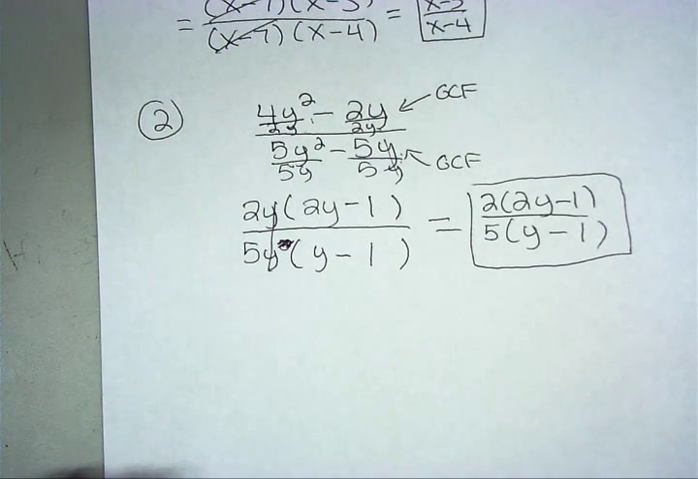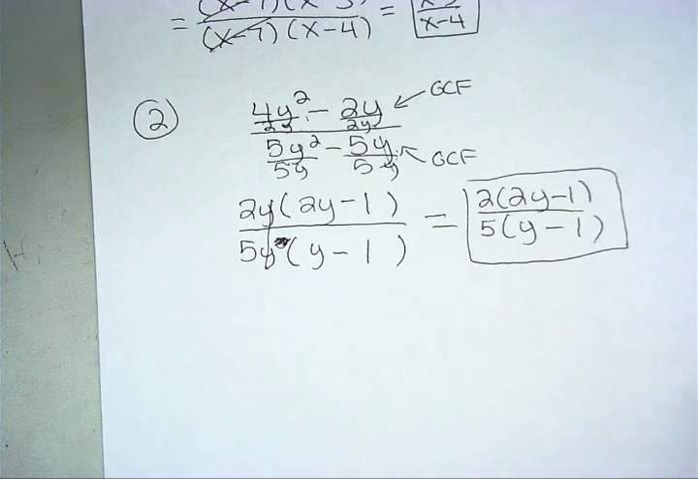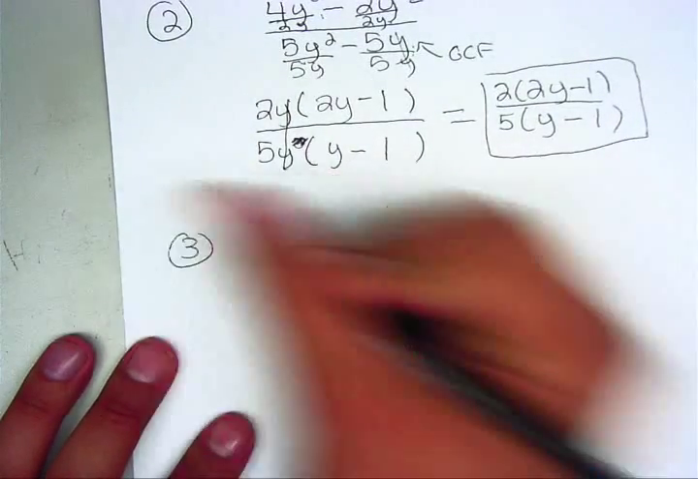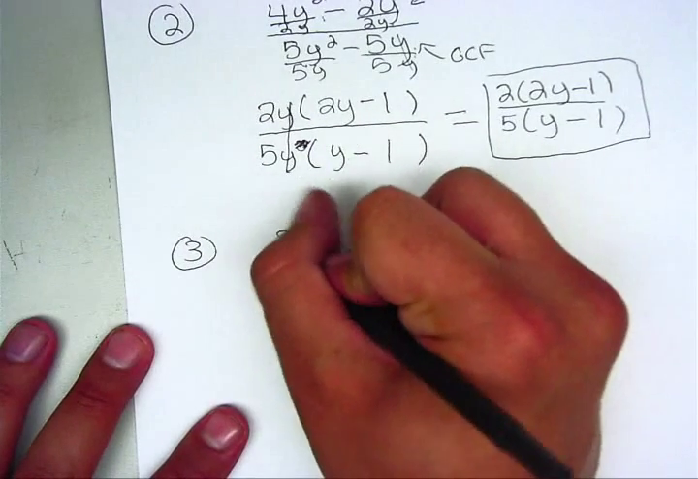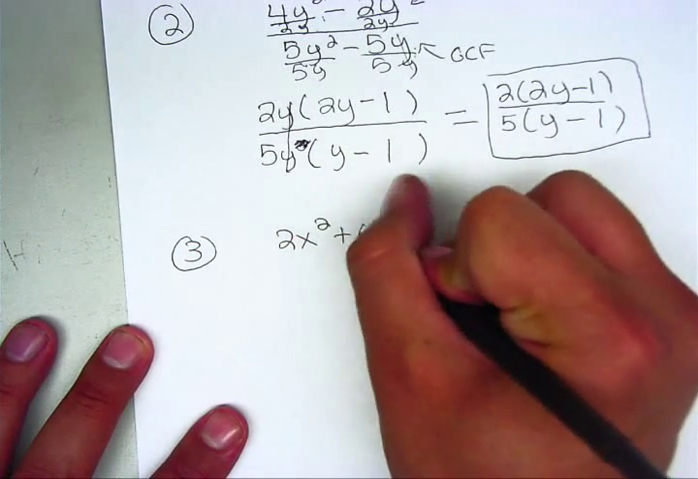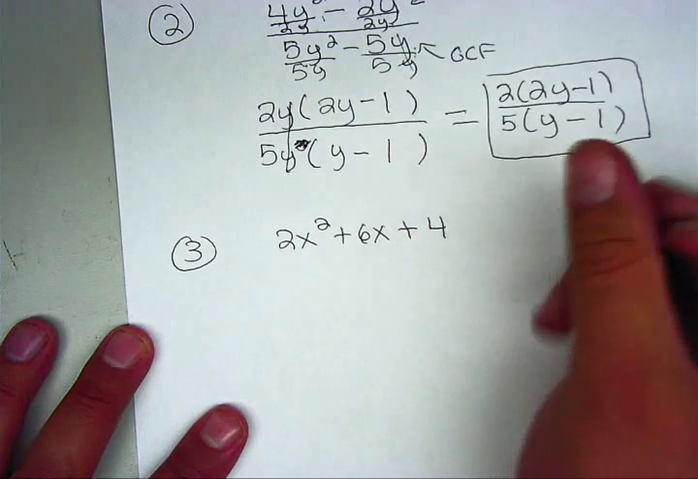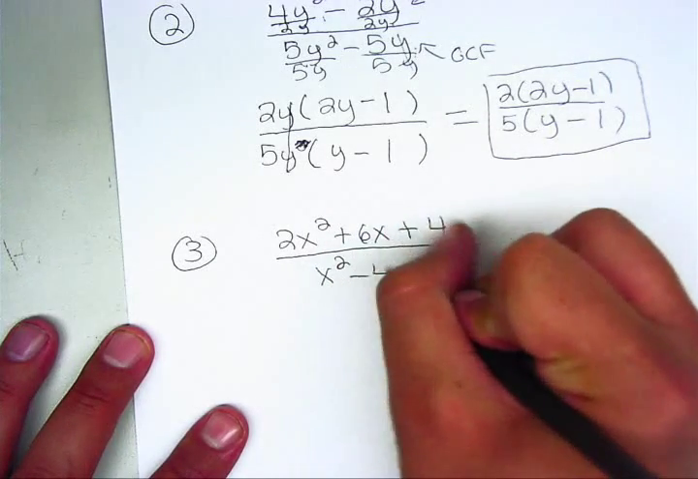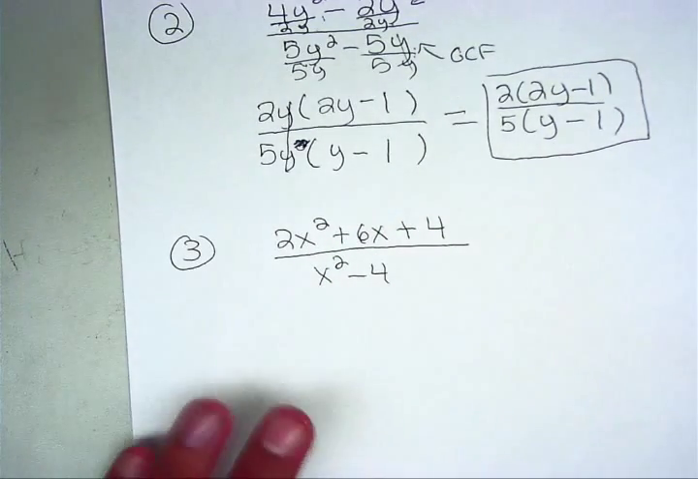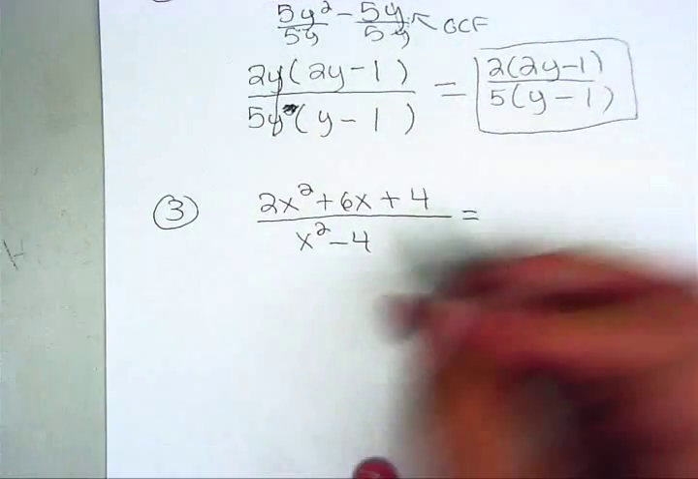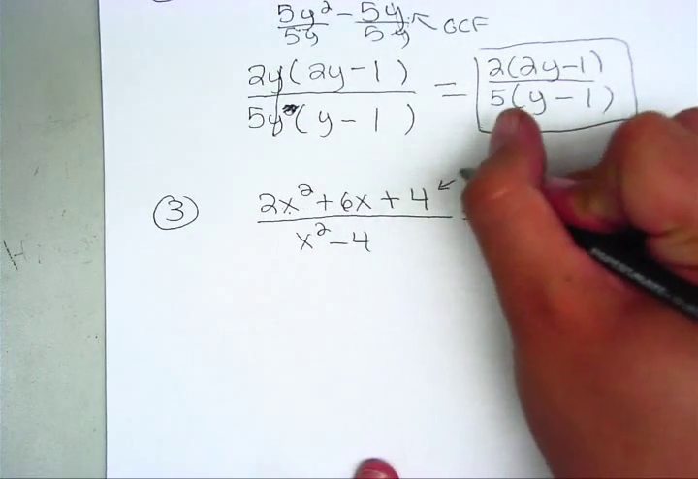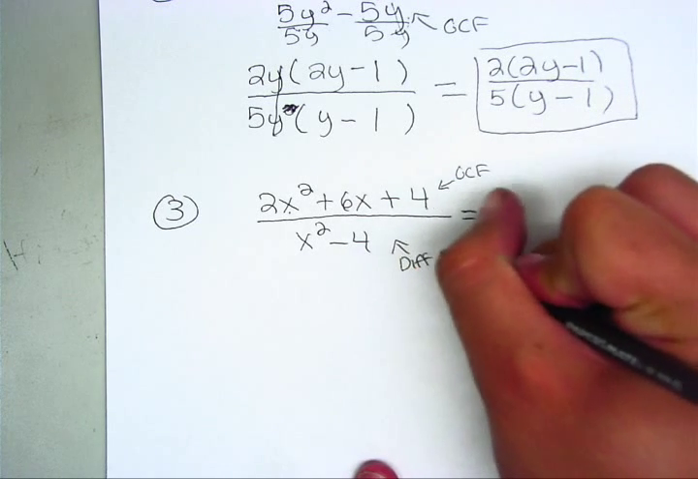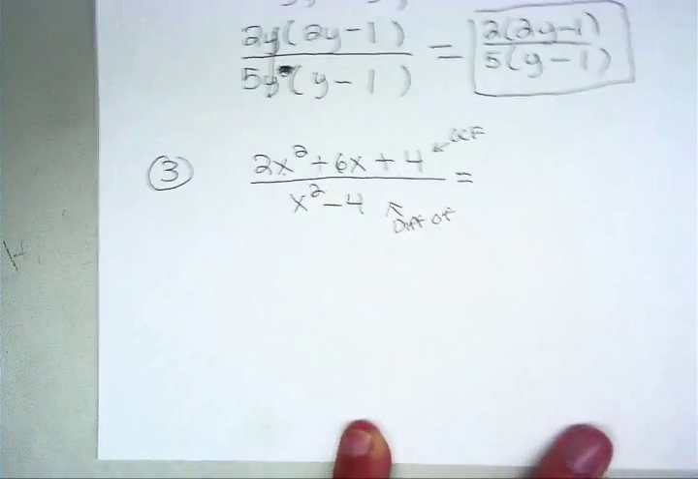We're going to take a look at one more problem. We've seen X puzzles, we've seen GCFs. Now we're going to take a look at 2x squared plus 6x plus 4, and then x squared minus 4. If we look at the top, we can factor out a GCF first. And on bottom, this is a difference of two squares.